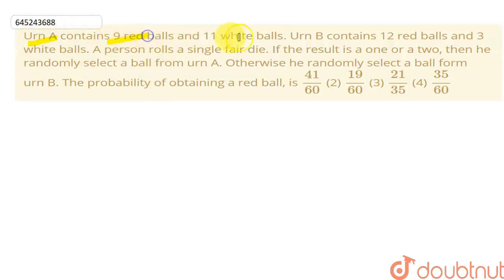So students, in this question we are given that there is an urn A which contains 9 red balls and 11 white balls. And there is an urn B which contains 12 red balls and 3 white balls. A person rolls a single fair die. If the result is 1 or 2, then he randomly selects a ball from urn A, otherwise he randomly selects a ball from urn B, and we need to find the probability of obtaining a red ball. These are the 4 options given to us.